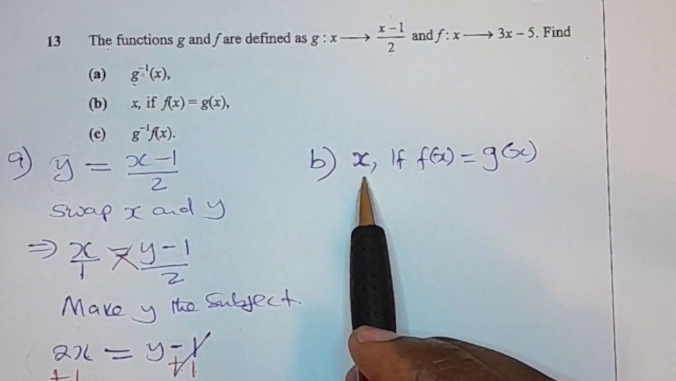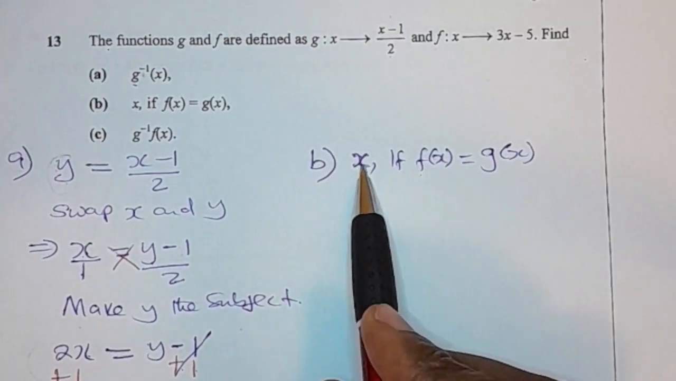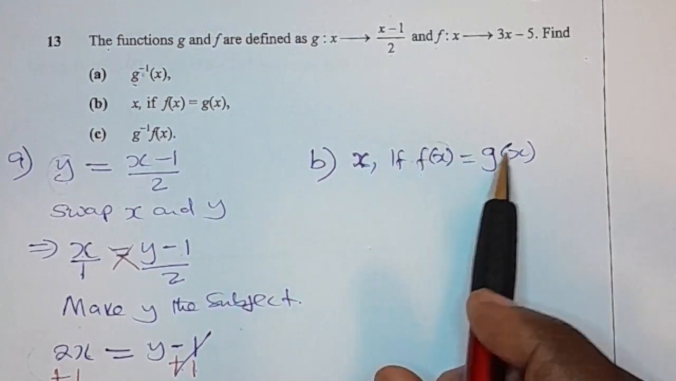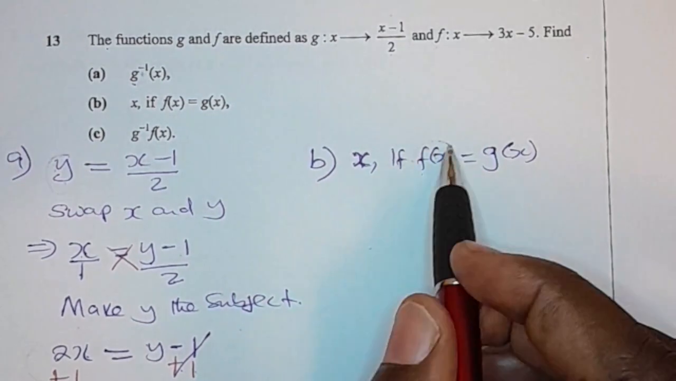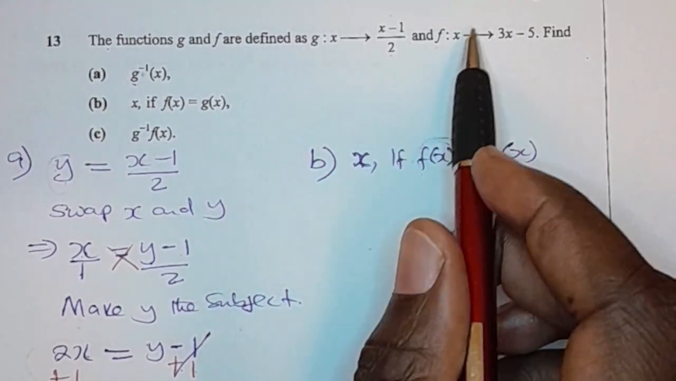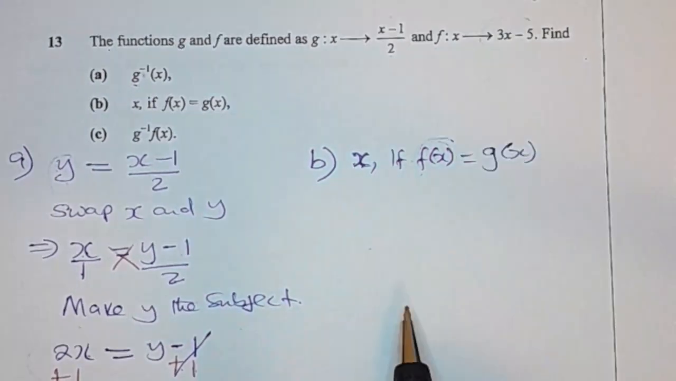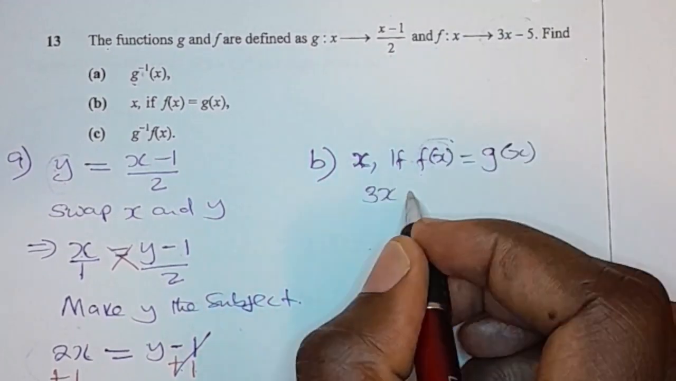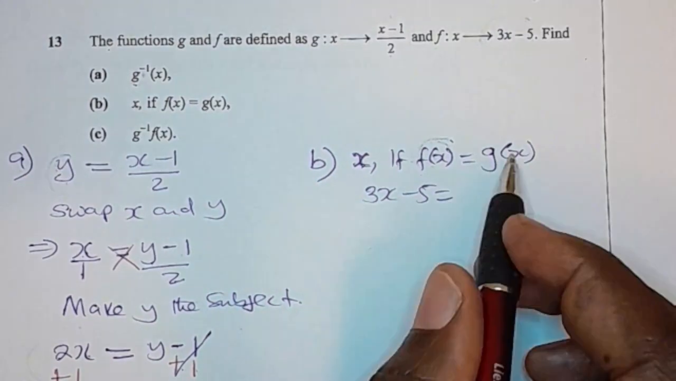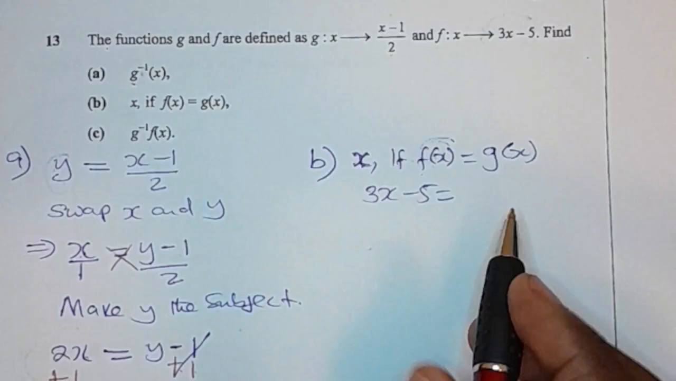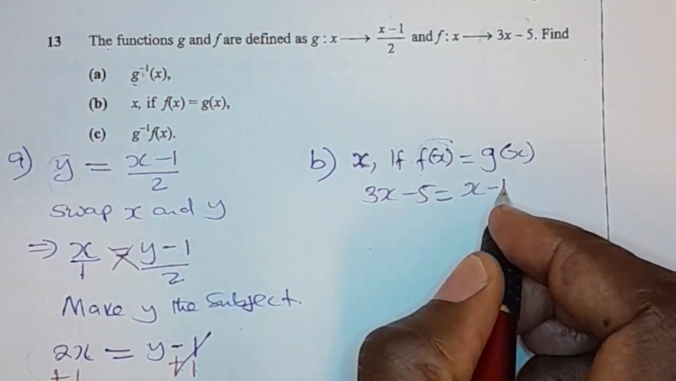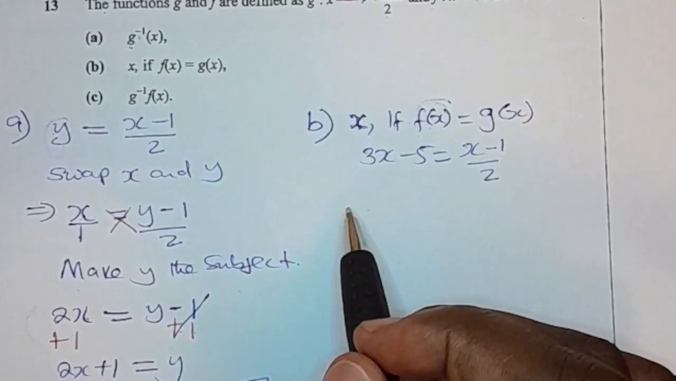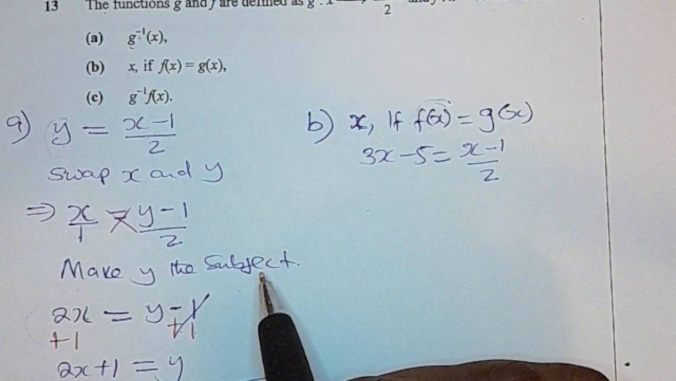At B, they want you to find the value of x if the function f of x is equal to the function g of x. In other words, where there's f of x, we replace it with this function. So f of x is 3x minus 5, is equal to g of x, which is (x minus 1) over 2. Remember, the aim is to find the value of x when these two functions have been equated.